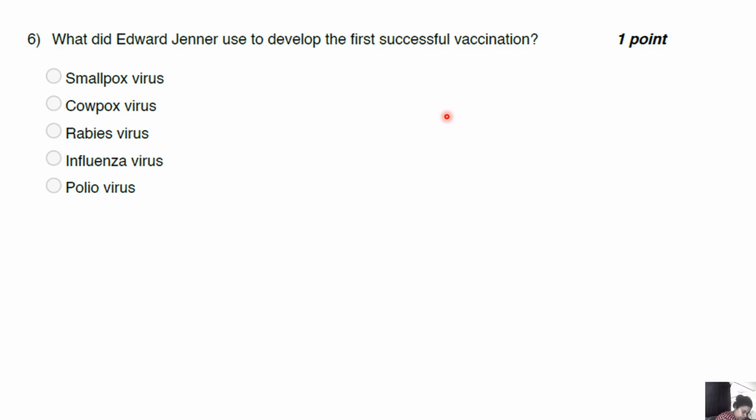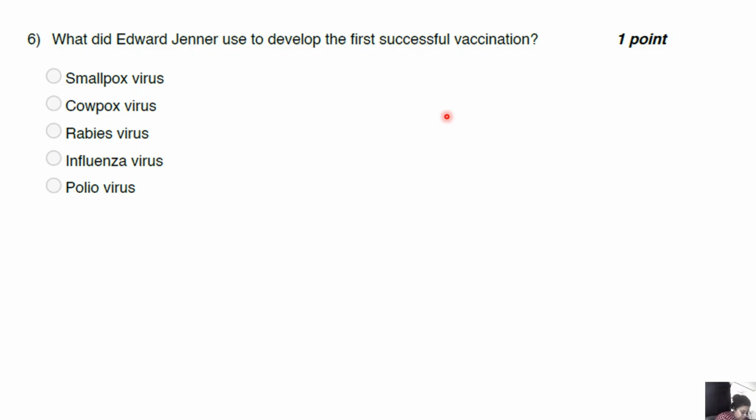Okay, so I'll go to the answer. Basically, Edward Jenner is the story of the first successful vaccination, right? He developed the first successful vaccination, I think, in the 1790s. What he did was observe that milkmaids who had previously been infected with cowpox did not develop smallpox. So Jenner inoculated material from cowpox lesions into a young boy named James Phipps, and when later exposed to smallpox, the boy did not develop the disease.